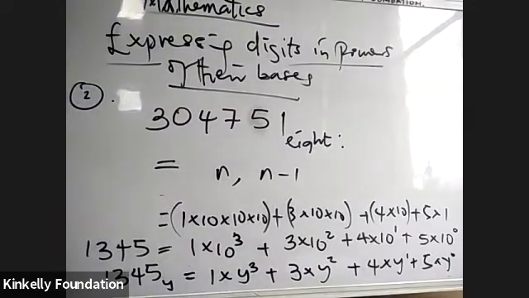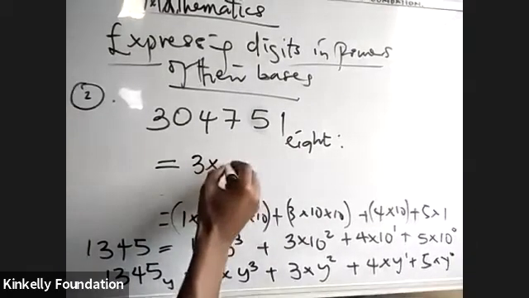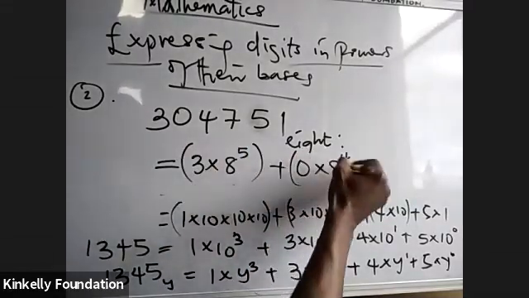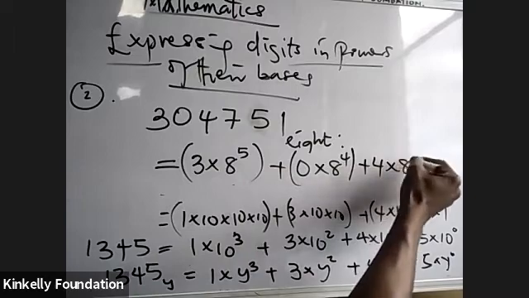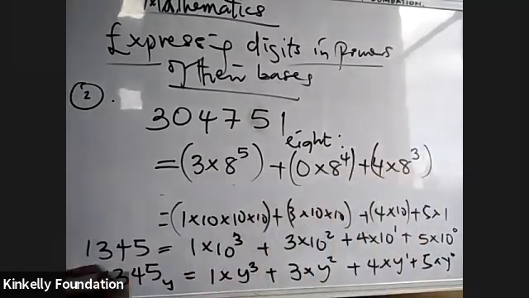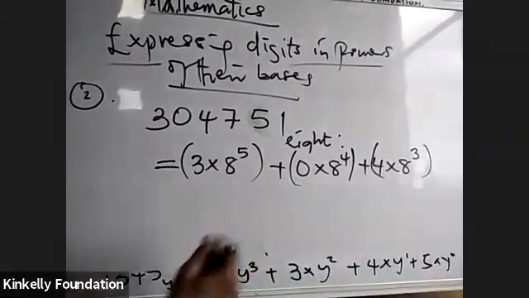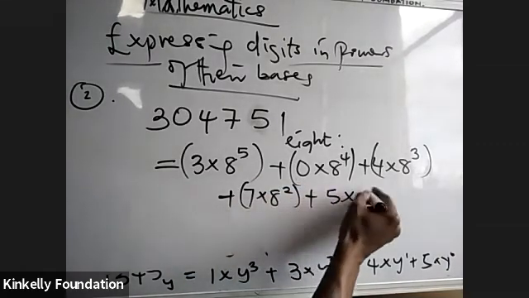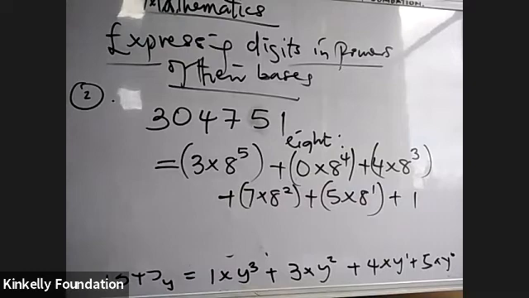So to this effect, we have 6 digits, the highest power will be 5. So we have 3 times 8 raised to power 5 plus 0 times 8 raised to power 4, plus 4 times 8 raised to power 3, plus 7 times 8 raised to power 2, plus 5 times 8 raised to power 1, plus 1. You see it now.